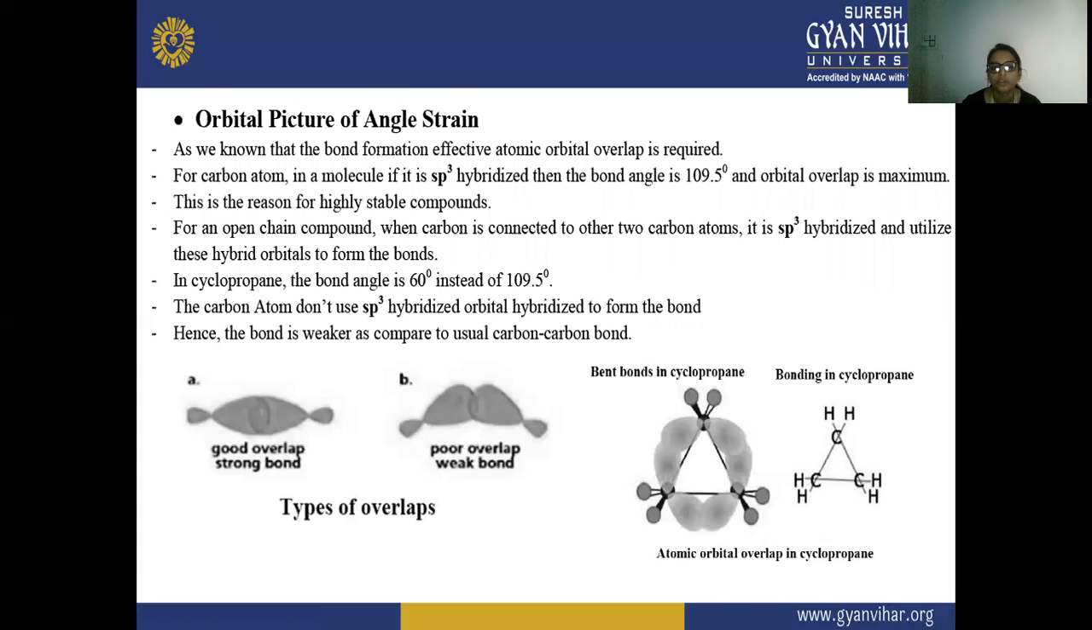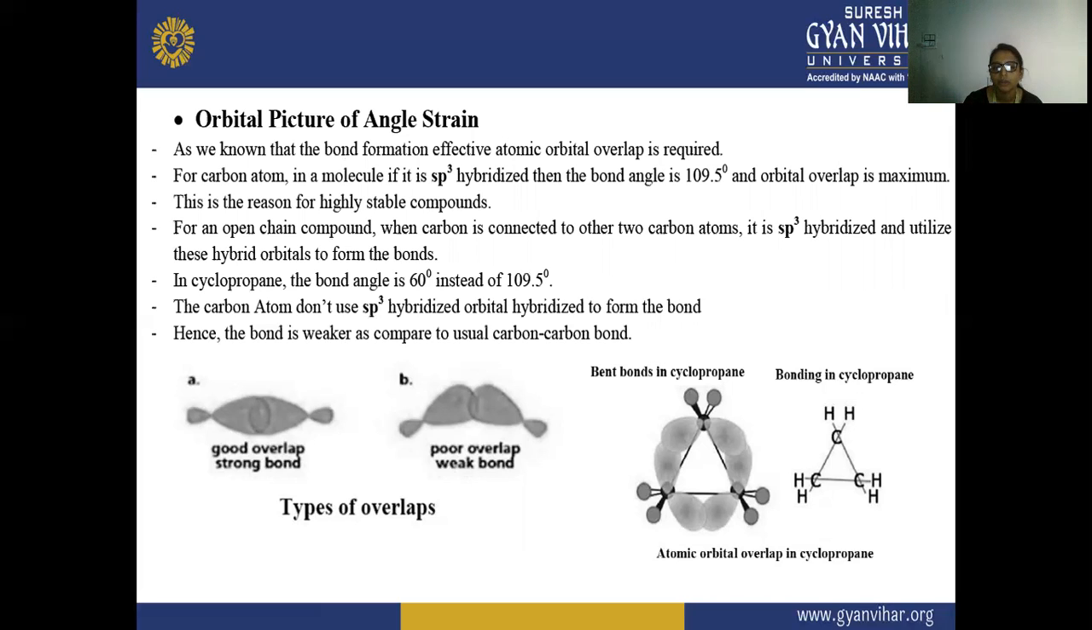Next is the orbital picture of angle strain. As we know, bond formation requires effective atomic orbital overlap. If a carbon atom in a molecule is sp3 hybridized, then the bond angle is 109.5 degree and orbital overlap is maximum. This is the reason for a more stable compound. For an open chain compound, when carbon is connected to two other carbon atoms, it is sp3 hybridized and utilizes these hybrid orbitals to form the bond. In cyclopropane, the bond angle is 60 degree instead of 109.5 degree.